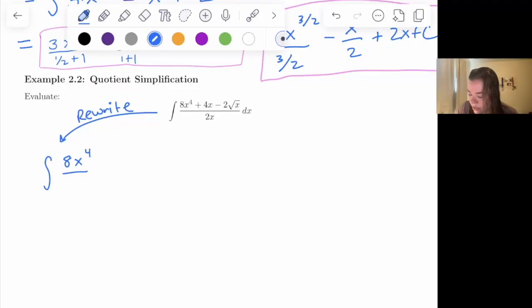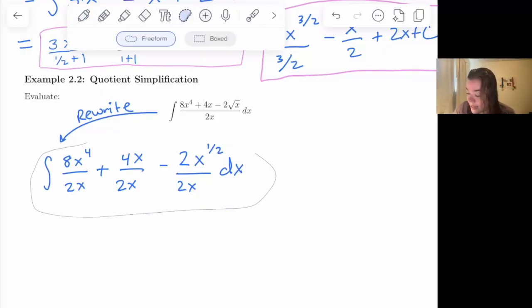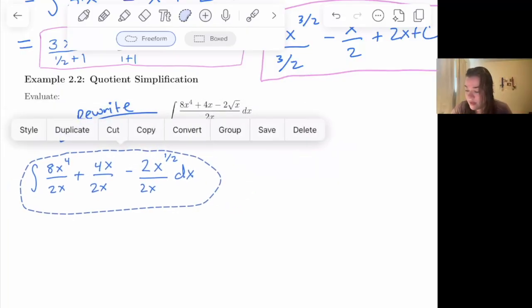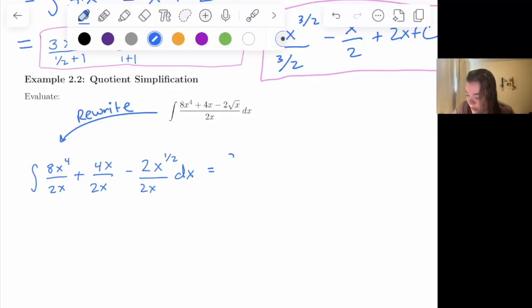So I'm going to take every term separately, divided by the denominator. And then I'm also going to rewrite the square root on my x as a 1/2 power. So I have got everything set up, ready for me to now simplify. So step one was the wisdom to rewrite. Step two here is this wisdom to then simplify. So all I'm doing right now is I'm going through each one of these terms and simplifying it down.